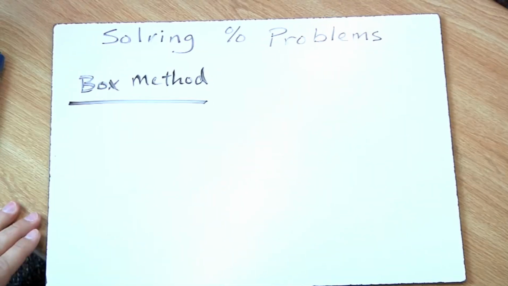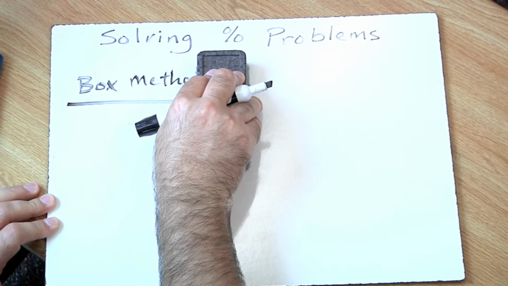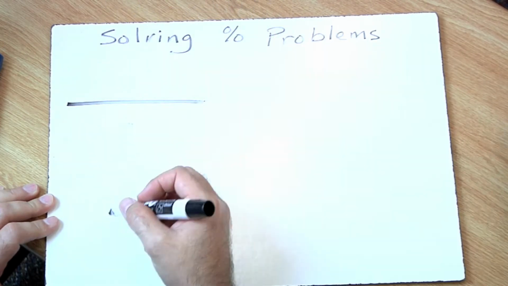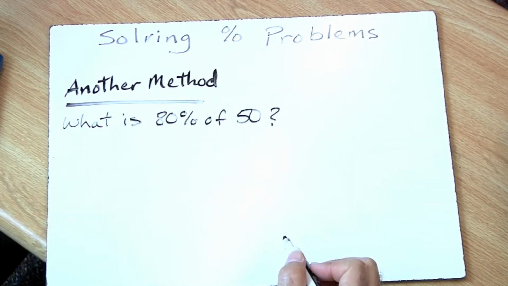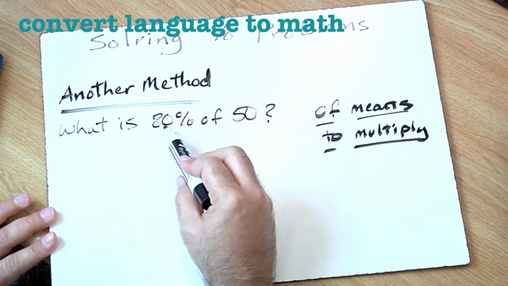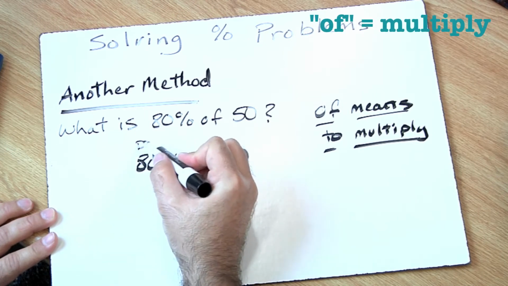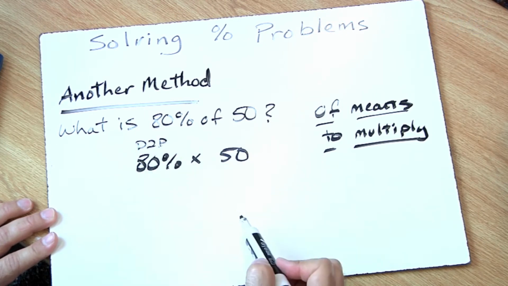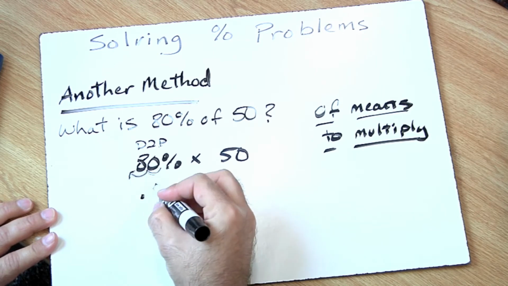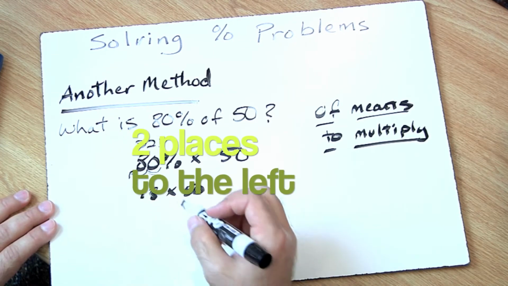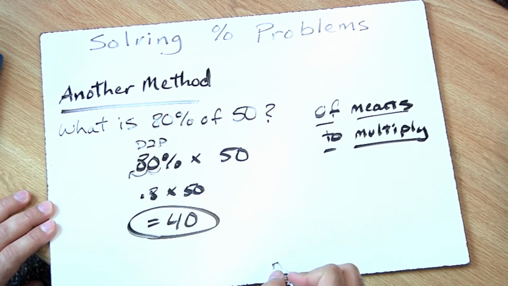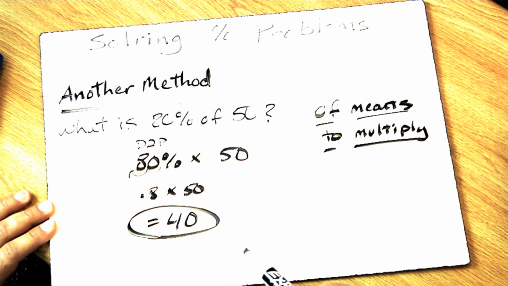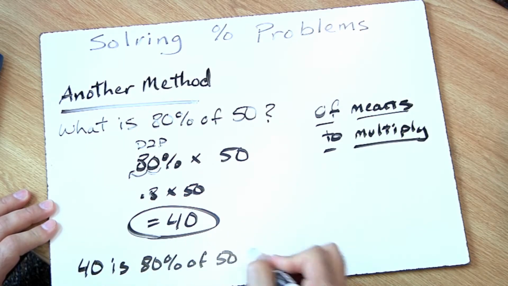Let's take a look at another example. This time, we're going to use a different method. We'll call this method 2, or another method. So let's take a look at the same exact problem. We're going to ask what is 80% of 50? But this time, we're going to convert language arts to math. Of means to multiply. So I'm going to multiply 80% times 50. So I have first to convert 80% to a decimal. So to the left, I move it 2 to the left. I have 0.8 times 50. 8/10 times 50 is 40. Very good. So 40 is 80% of 50.